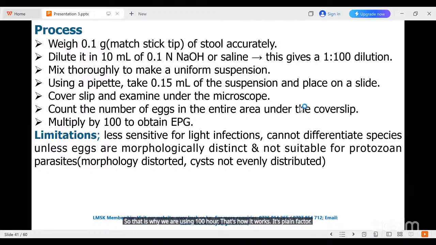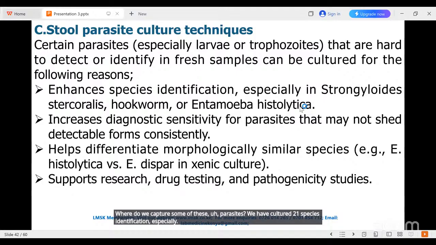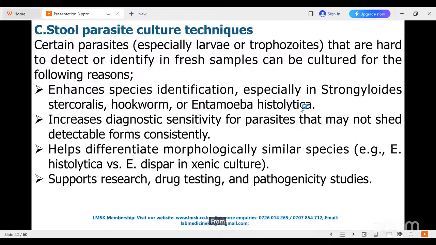Limitations: this is less sensitive for light infections, and it might not distinguish species unless the eggs are morphologically distinct. It's also not suitable for protozoan parasites. We also have stool culture techniques. Certain parasites, like larvae and trophozoites, can be cultured. Where do we culture some of these parasites? We culture to enhance species identification, especially Strongyloides stercoralis from hookworm, or to distinguish Entamoeba histolytica from other Entamoeba species.